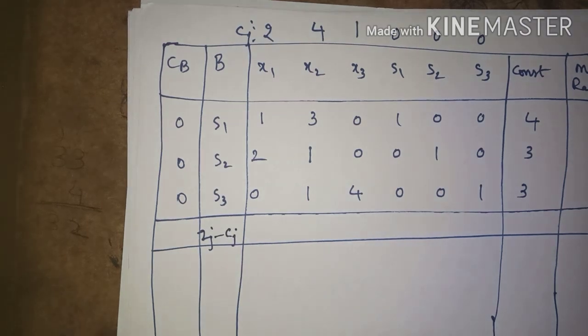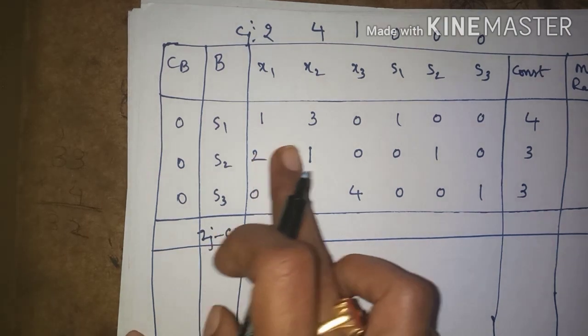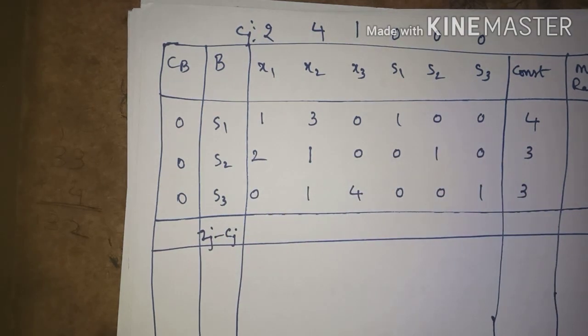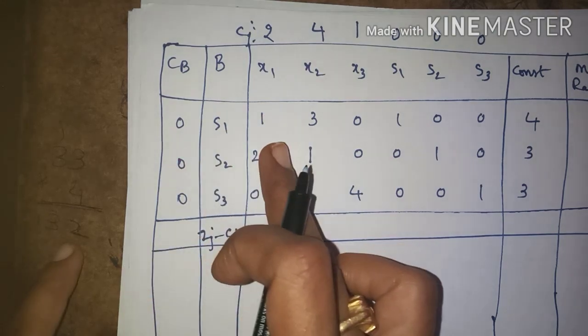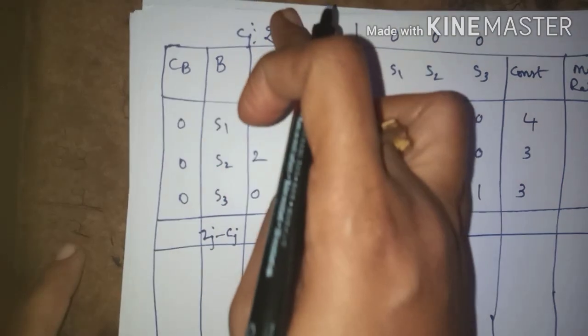Using the formula Zj minus Cj, we have to calculate. This is the initial basic simplex table. That's why 0 into first element plus 0 into this one plus 0 into this one minus 2.